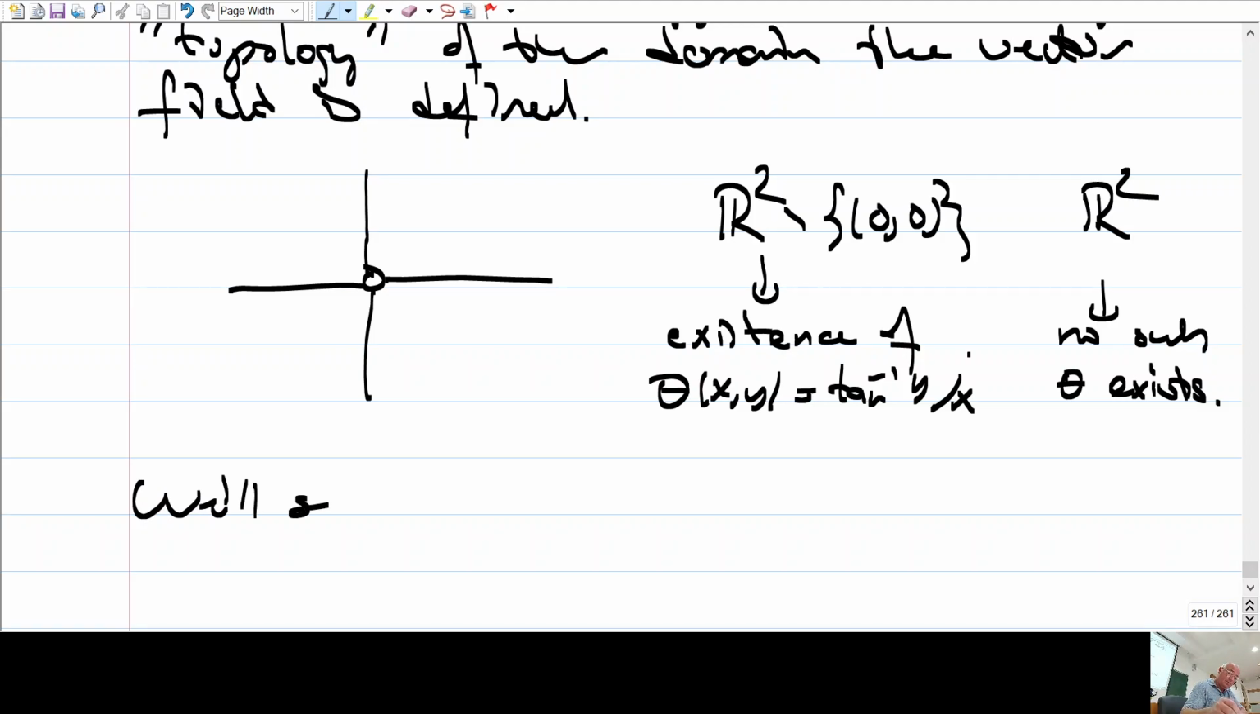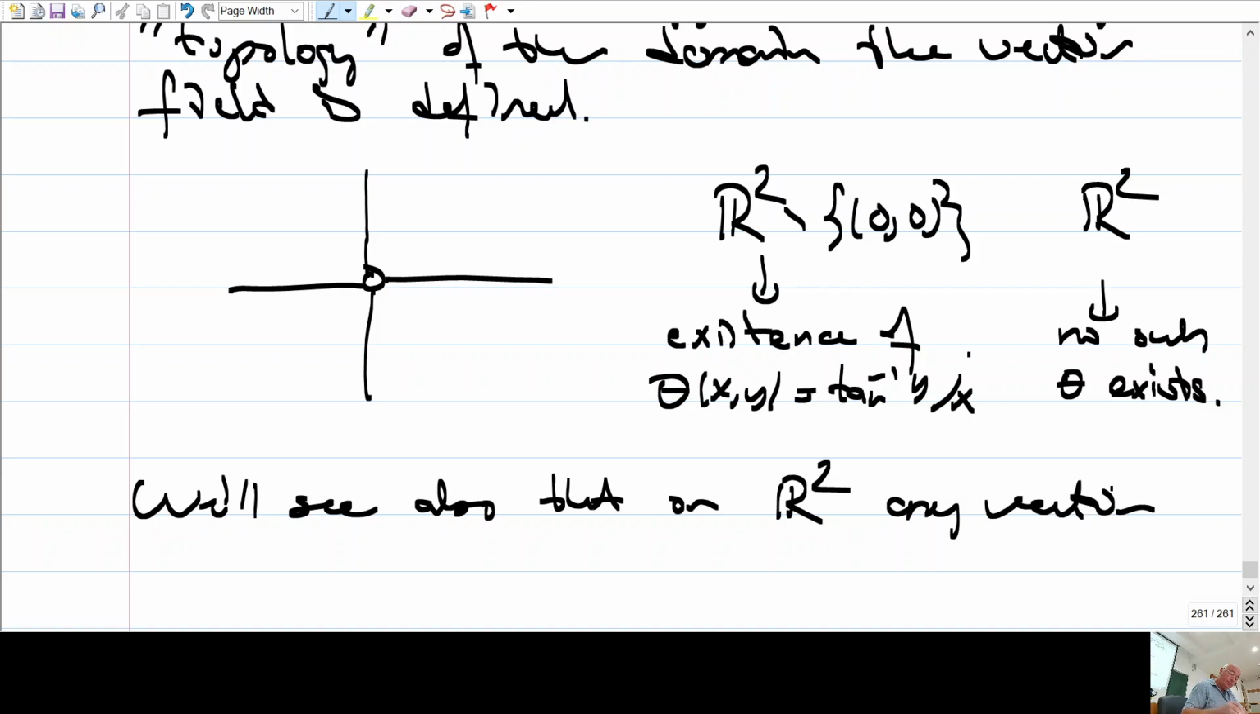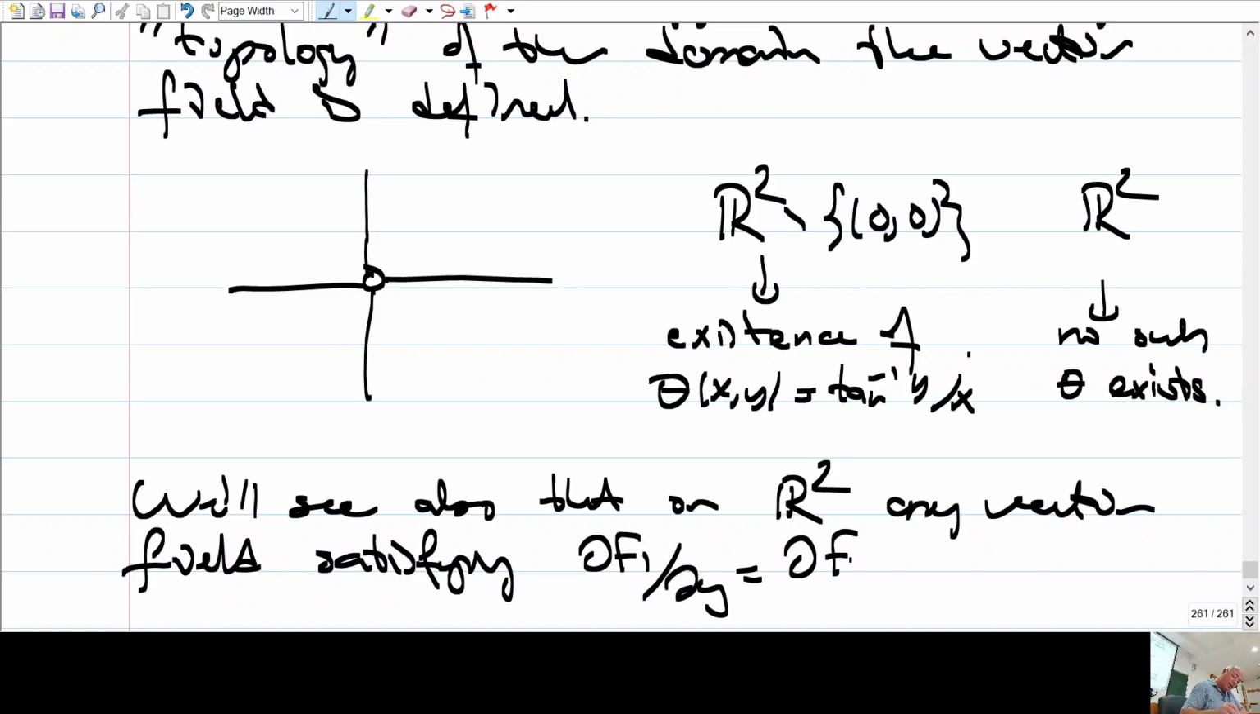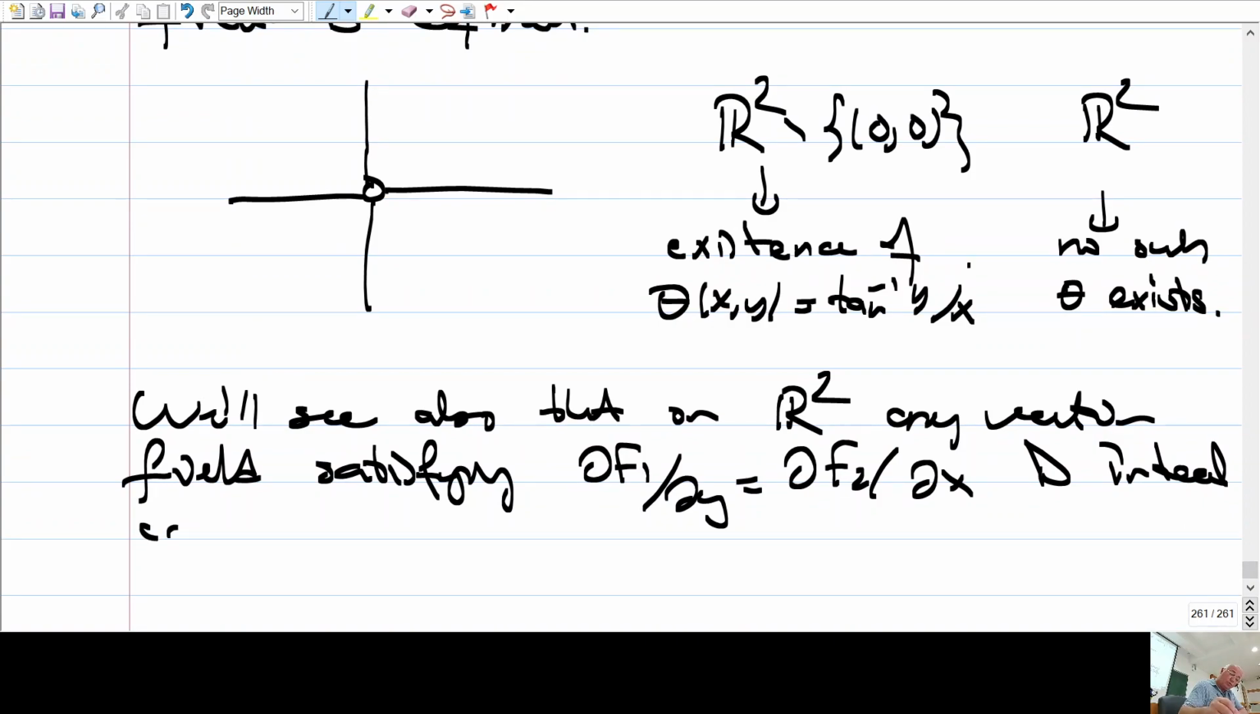We will see also that on R2 any vector field satisfying del f1 del y equals del f2 del x is indeed conservative.